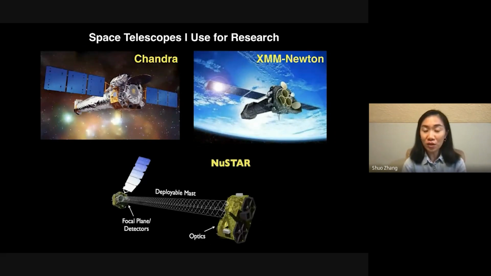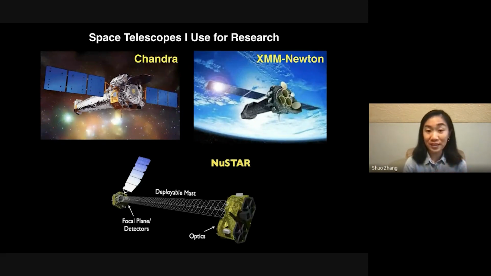In order to understand how this supermassive black hole, or other types of cosmic objects anywhere in our universe, are doing, we need to rely on powerful tools, either space telescopes or ground-based observatories. We cannot rely on our bare eyes to understand them, right? Just to name a few space telescopes I use in my research.